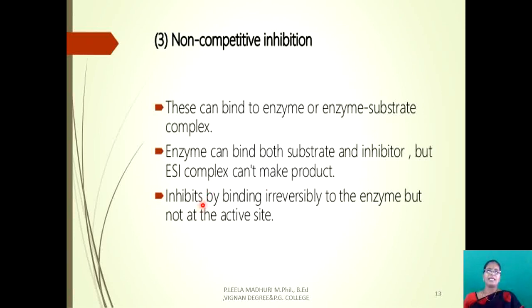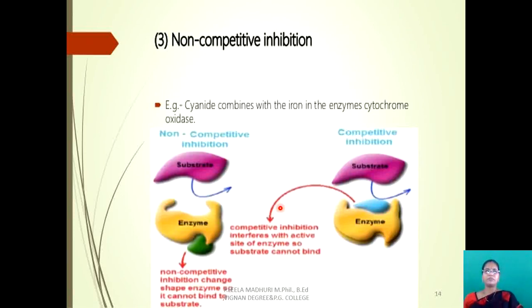This inhibitor inhibits by binding irreversibly to the enzyme, but not at the active site. That means non-competitive inhibitors do not bind to the active site. They bind to an additional site and the binding is irreversible. Let us see an example. The best example is cyanide. The cyanide combines with the iron in the enzyme cytochrome oxidase.